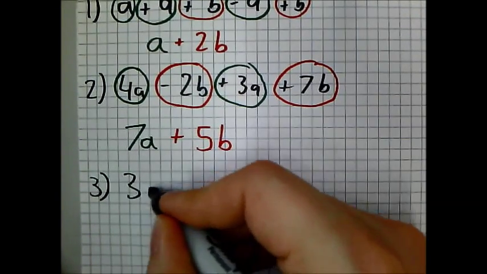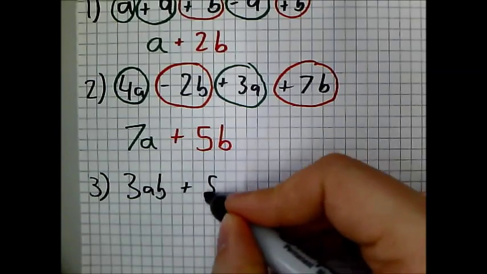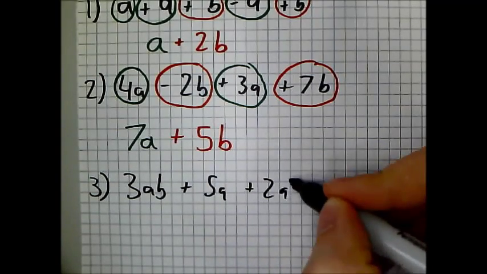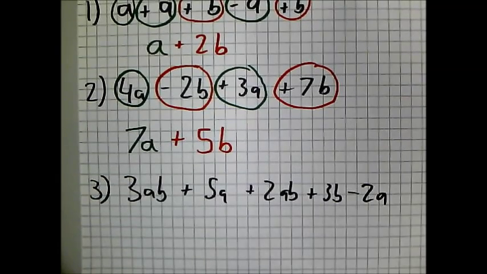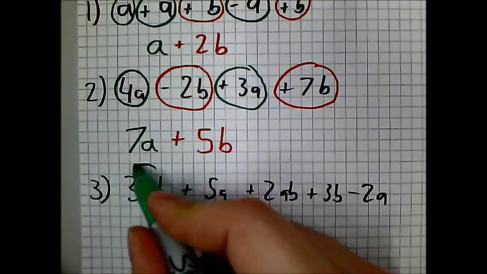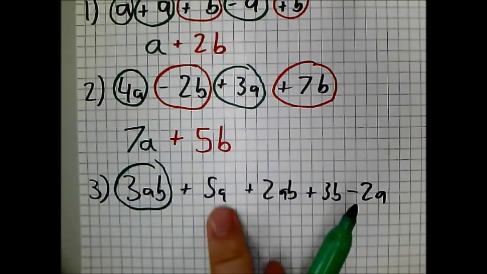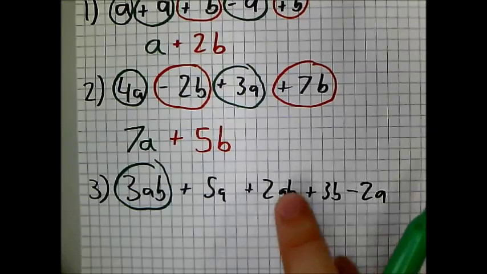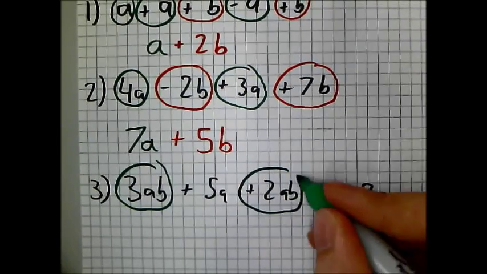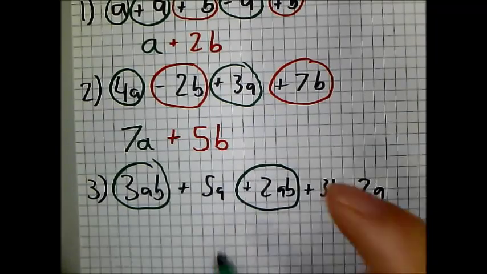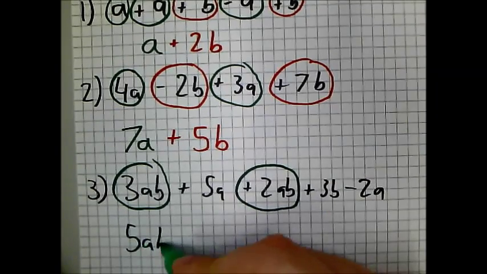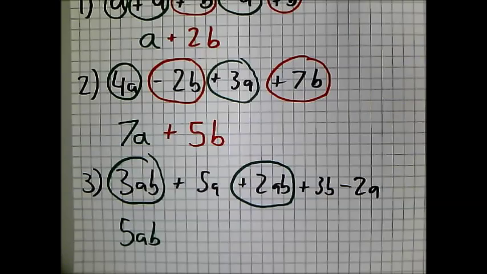Question 3. I've got 3ab plus 5a plus 2ab plus 3b minus 2a. Okay, so the first thing I'm going to come across is an ab. I've got 3 abs. That's not an ab. That's an ab. That's not an ab. So 3ab plus 2ab is 5ab.